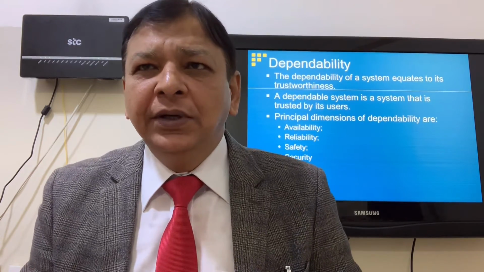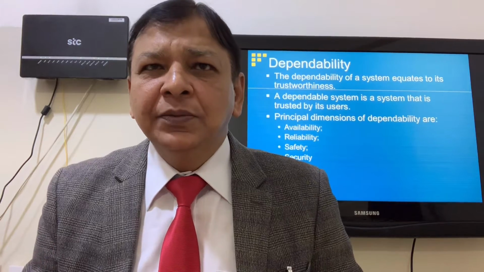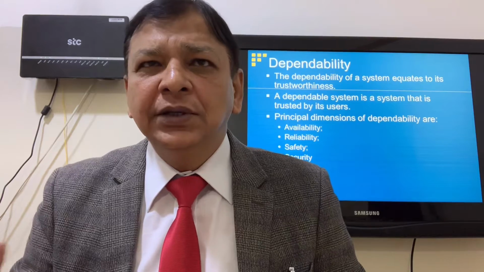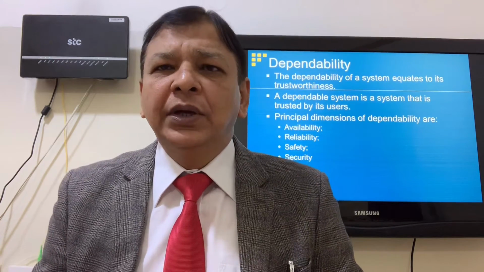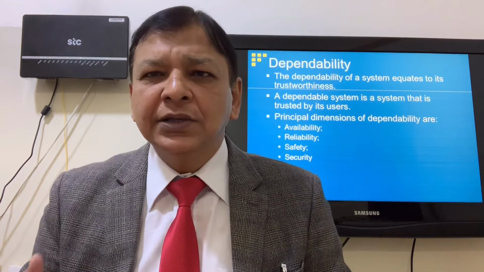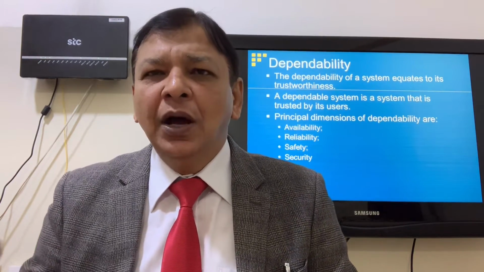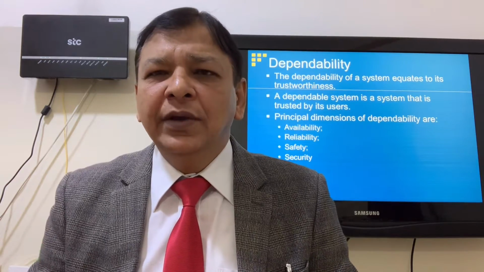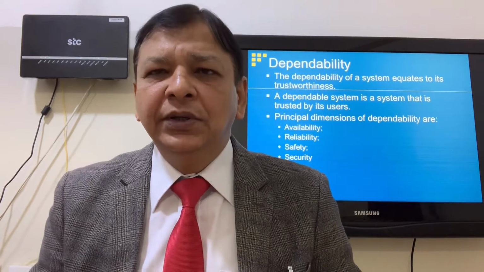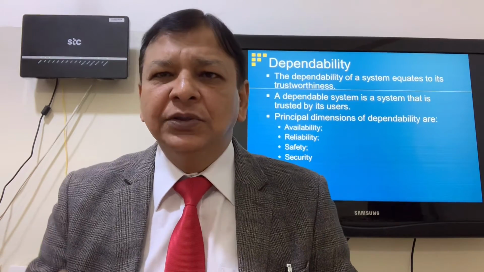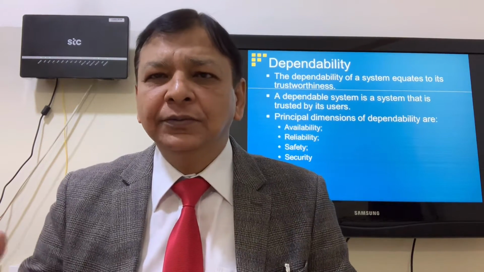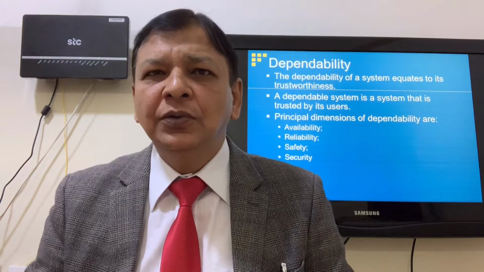Dependability. Dependability means software must be trusted by its users. Dependable systems require trustworthiness. How can the customer trust a software? Dependability means a customer can trust a software. So we have 7 dimensions of dependability. The first one is availability. Software must be available to its users 99.99%. For example, Google, Hotmail, Yahoo, Gmail.